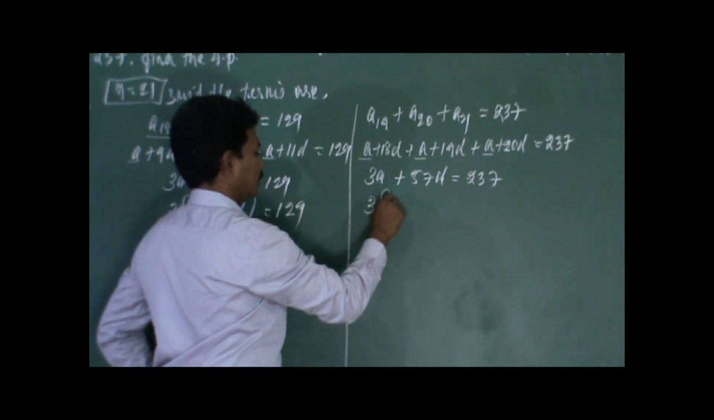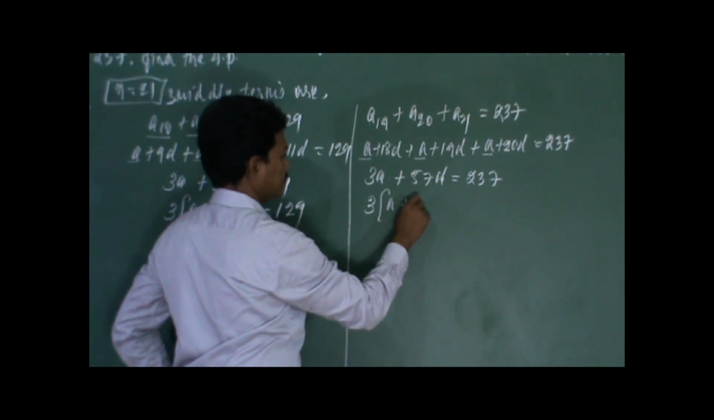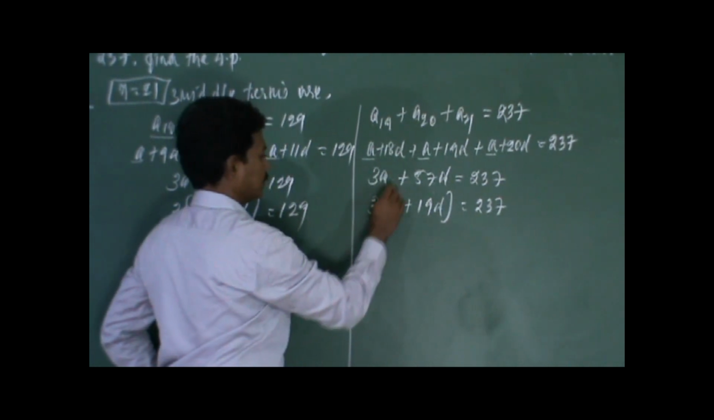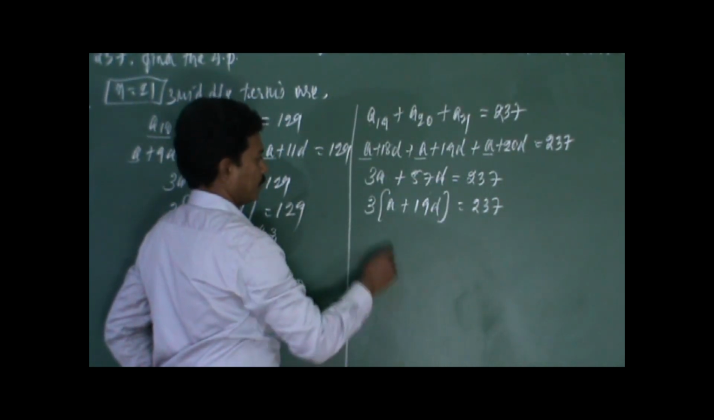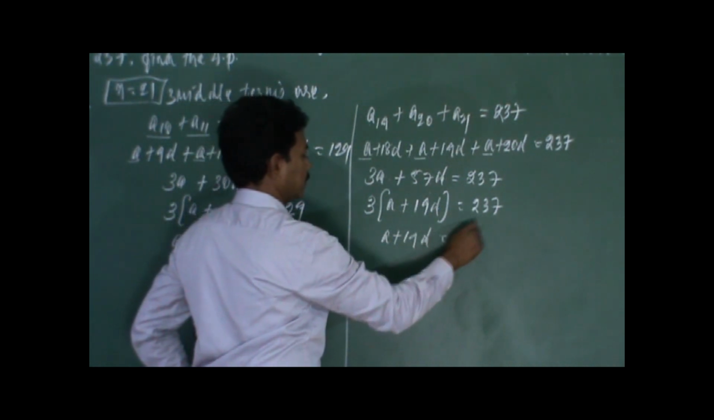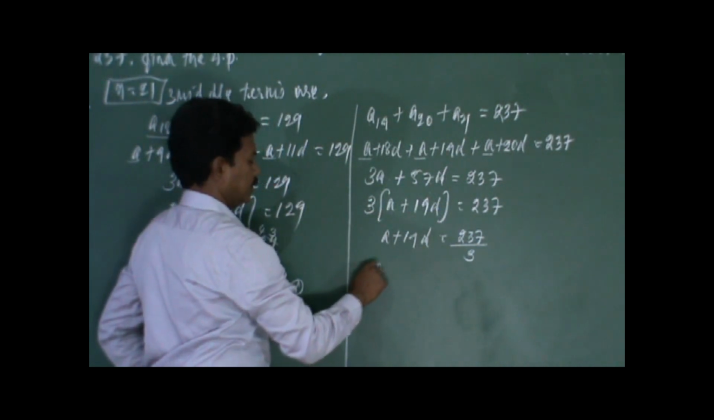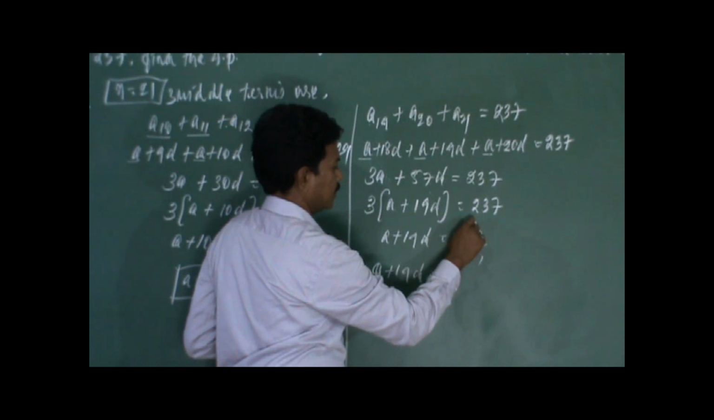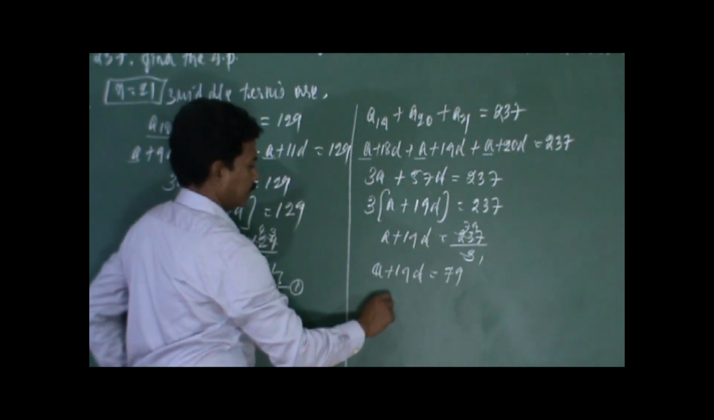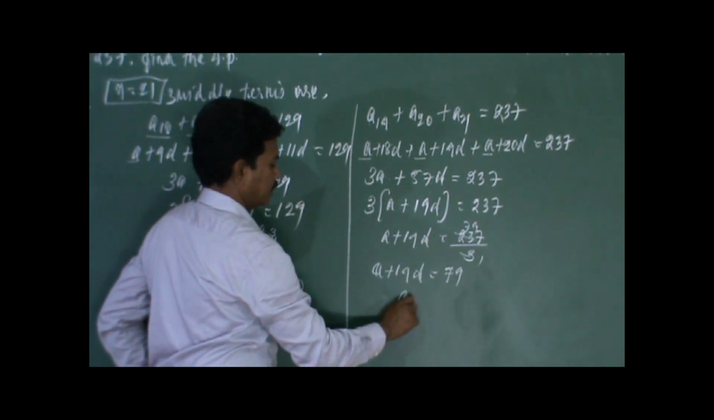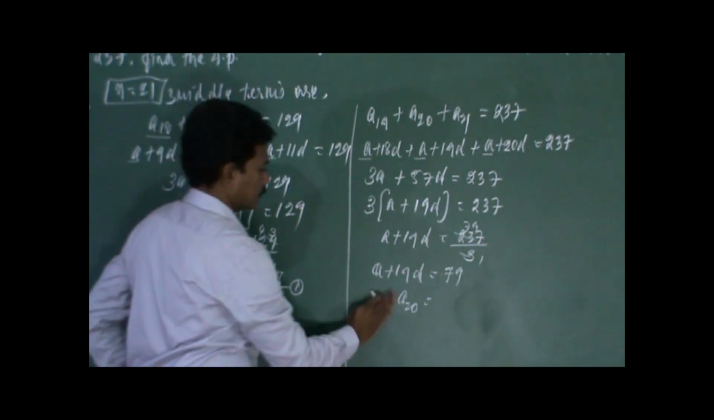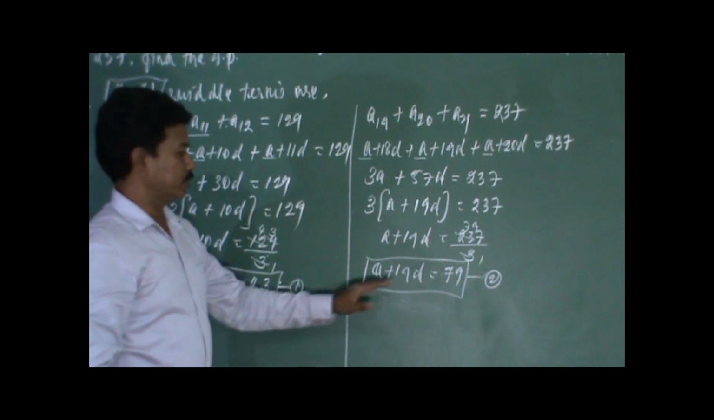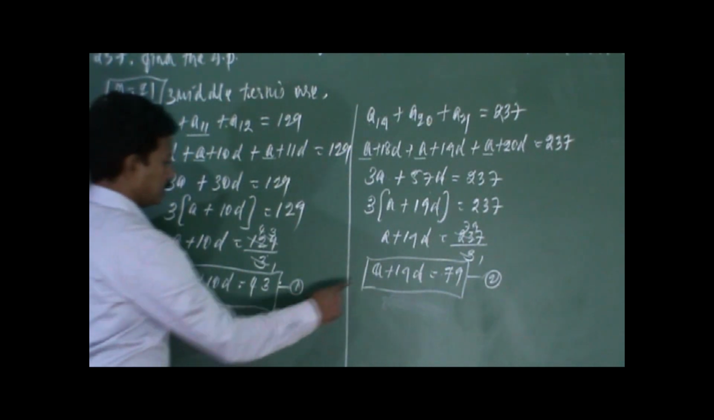So you can take 3 common: A plus 19D, because 3 into A is 3A and 3 into 19D is 57D. So A plus 19D is equal to 237 divided by 3, which is 79. A plus 19D is A20, which is equal to 79. You can go by either method here. Take it as equation 2. If you solve equation 1 and equation 2, you are going to get the value of D, because A is the same in both equations.